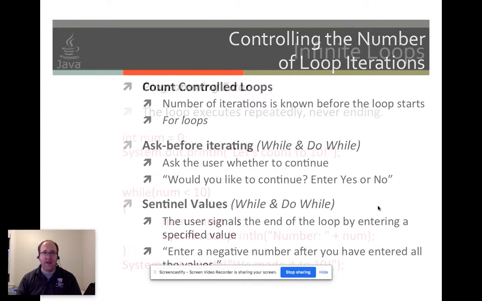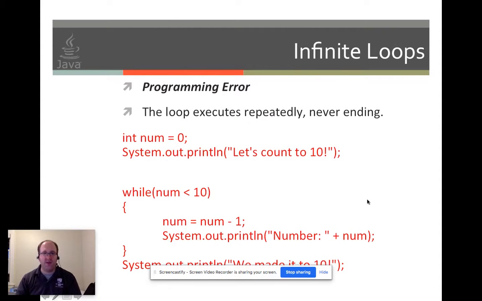And finally, the last thing we need to pay attention to is something you will learn very quickly. It's something called an infinite loop. This is an error. This is a problem. This is an example where a loop never ends. It just continues to be repeated over and over and over. And here's why. So here's an example.